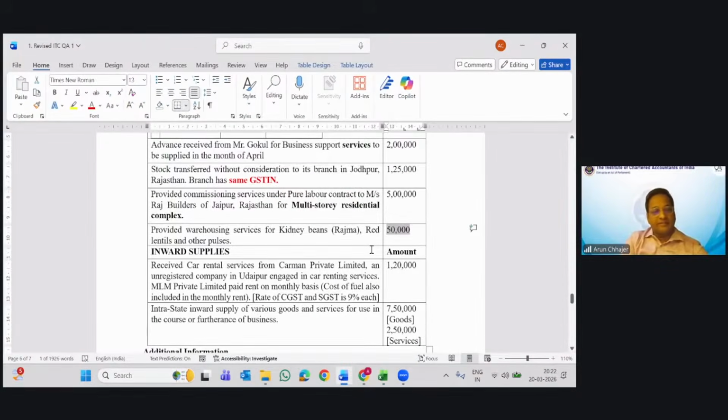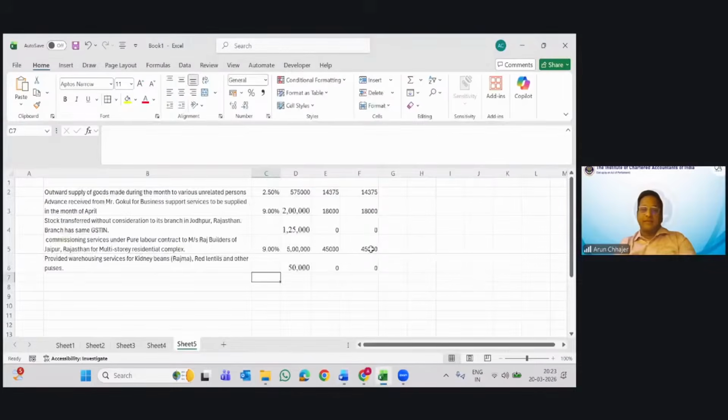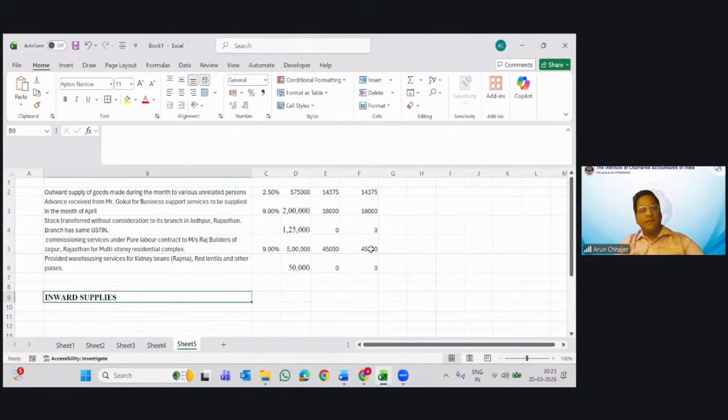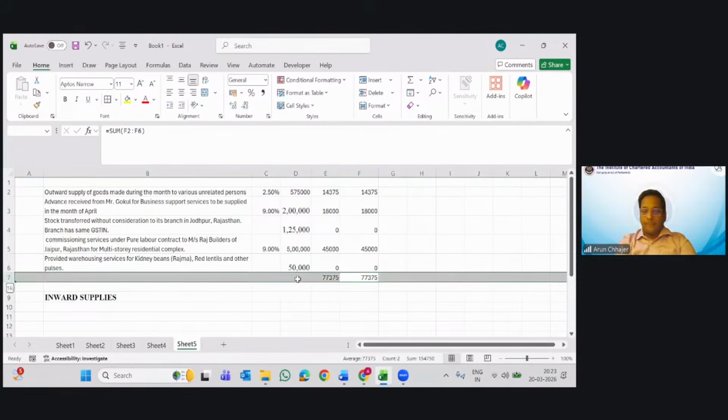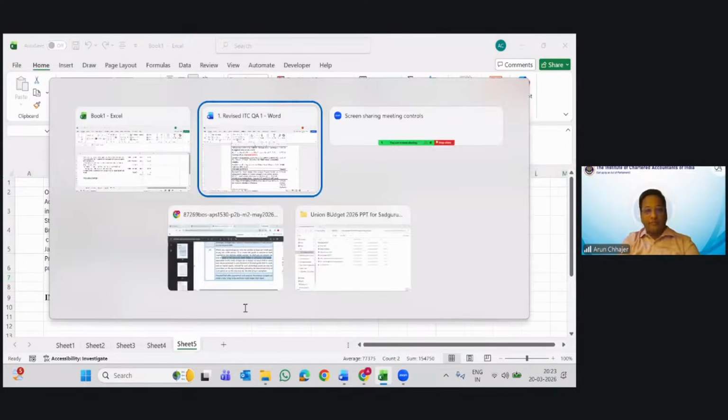Absolutely correct. So now they are talking about inward supply. Correct. So एक बार कैलकुलेट करें कितना टोटल टैक्स बना इसके ऊपर. Please go and calculate one by one.